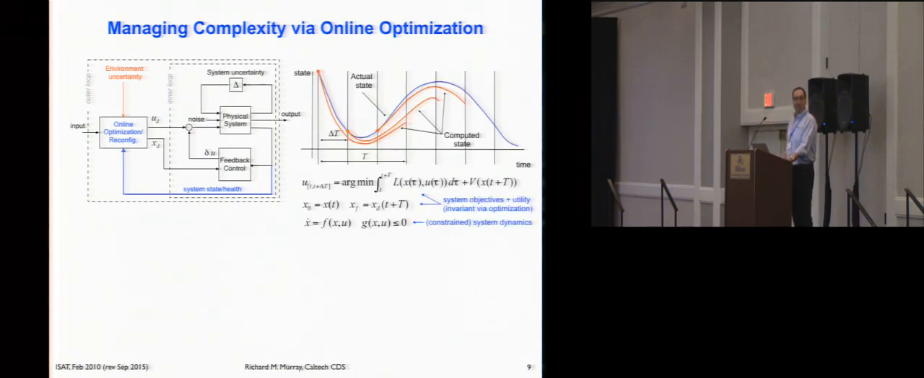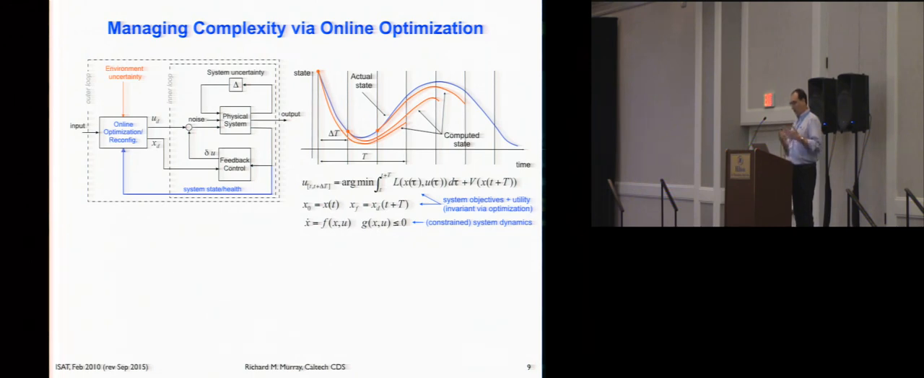So the problem we solve, mathematically, you can see as the equation just under the graph, is exactly this cost function that I put down. We want to calculate the input which minimizes the integral cost plus some terminal cost over a finite horizon. So time capital T is the finite horizon. And we want to do that subject to the dynamics of the system and the constraints that are active on the system, and all of those other things.